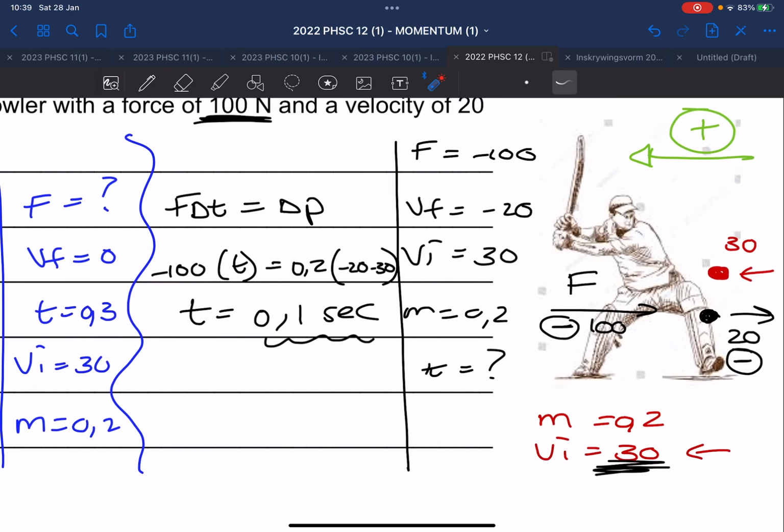Okay, so again we're going to use the same impulse formula. Force times delta t is equal to delta p. The force is negative 100. We're going to calculate the time. The mass is 0.2. The final velocity is negative 20 and the initial velocity was 30. And that's why you get 0.1 second. If for some reason you forgot to make this a negative or this a negative, your time will be negative. Are you allowed to have a negative time? No, you can't go back in time.